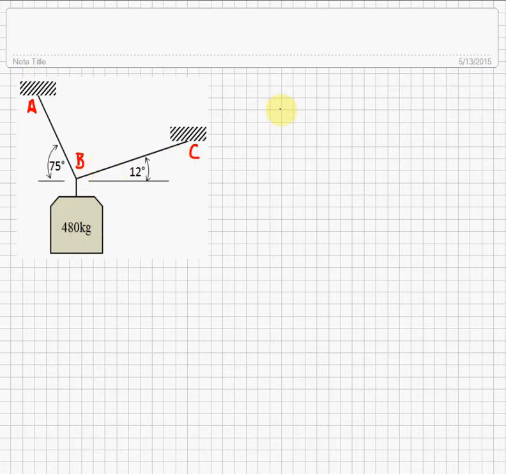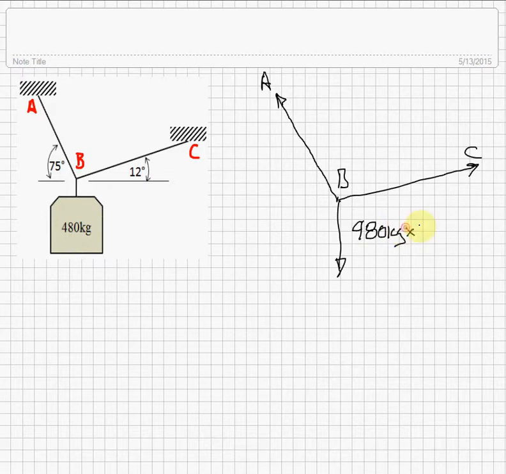We're going to start out by doing a free body diagram of these forces. And so we're going to do force AB, and we're going to show force BC, and we're going to show the force acting downwards. First thing, let's calculate that force. 480 kilograms times 9.81 meters per second squared is going to give us 4709 newtons of force acting downwards.